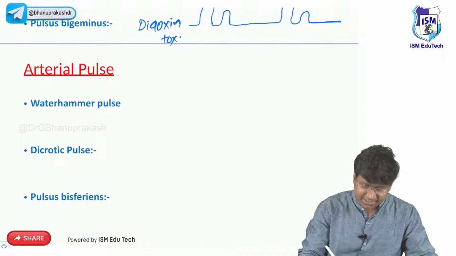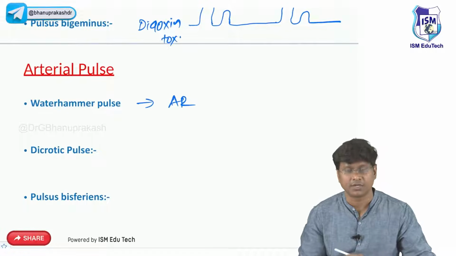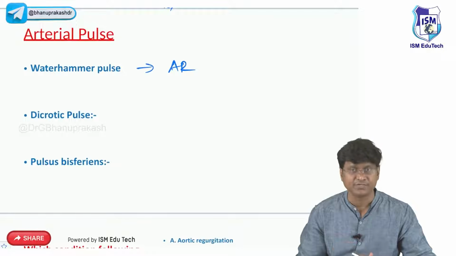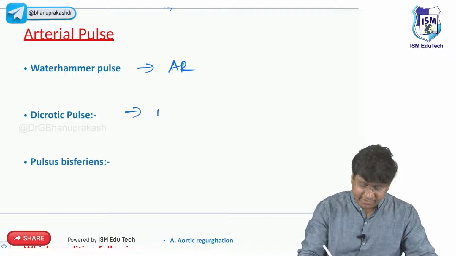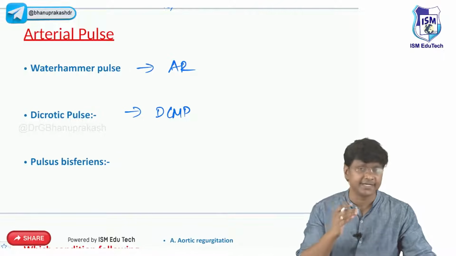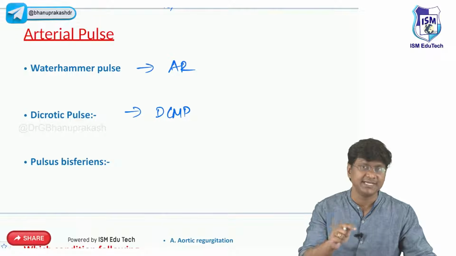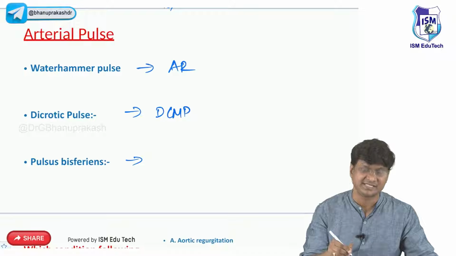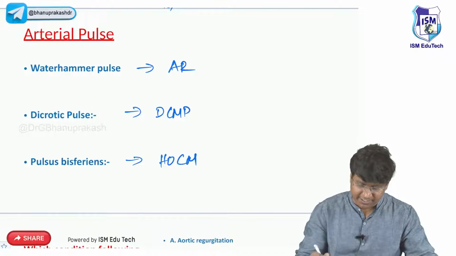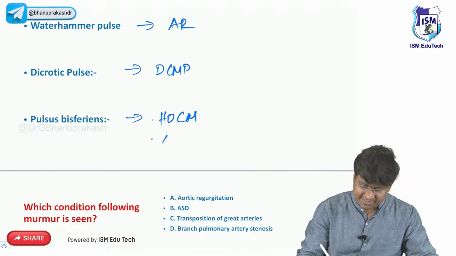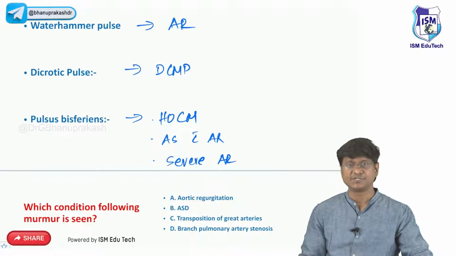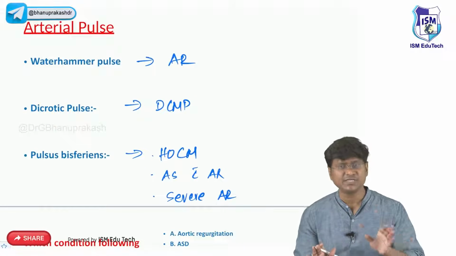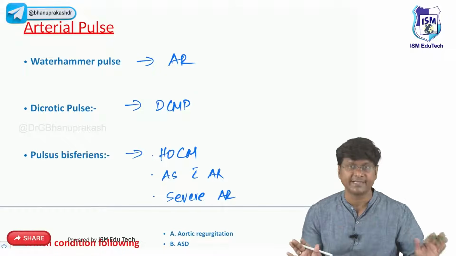Then water hammer pulse, which is also called collapsing pulse or Corrigan's pulse, you see in case of aortic regurgitation. Dicrotic pulse, you come across in dilated cardiomyopathy, where you have one peak in systole and the other peak in diastole. Pulsus bisferiens, where you have two peaks in systole, you come across in hypertrophic obstructive cardiomyopathy, and also in AS with AR, and even in severe AR. So this was the quick recap of abnormal characters of the pulse.